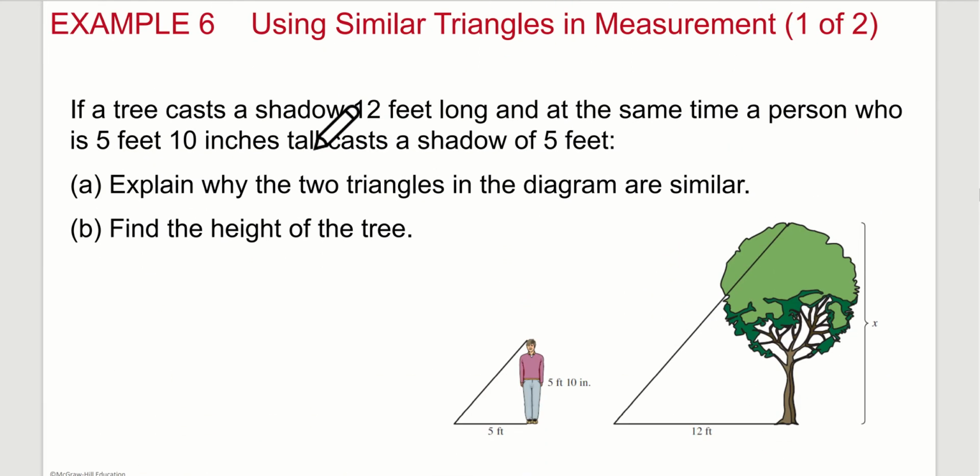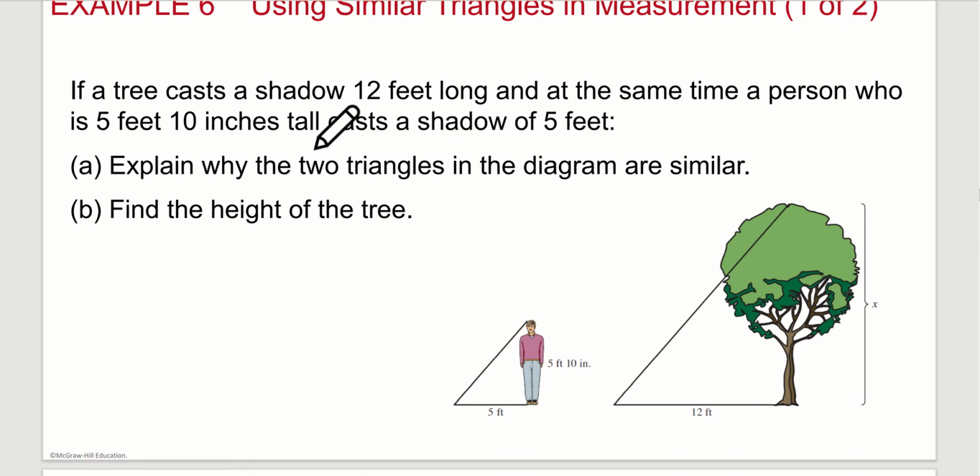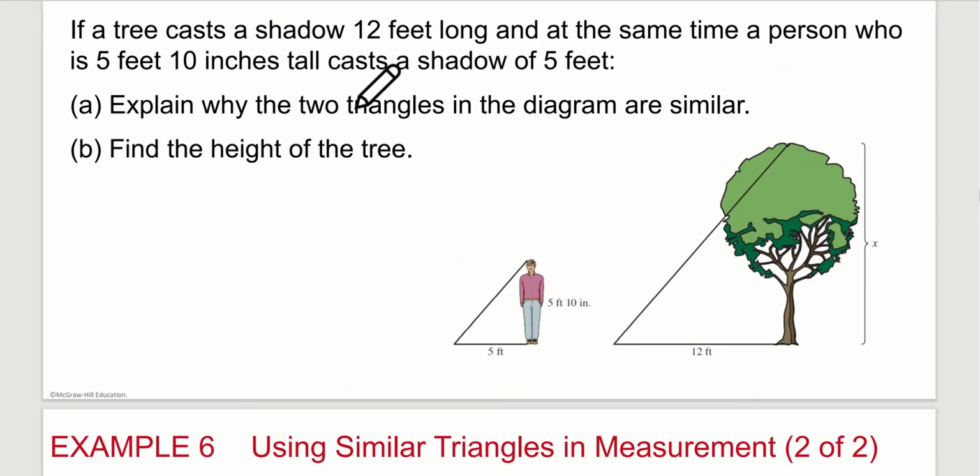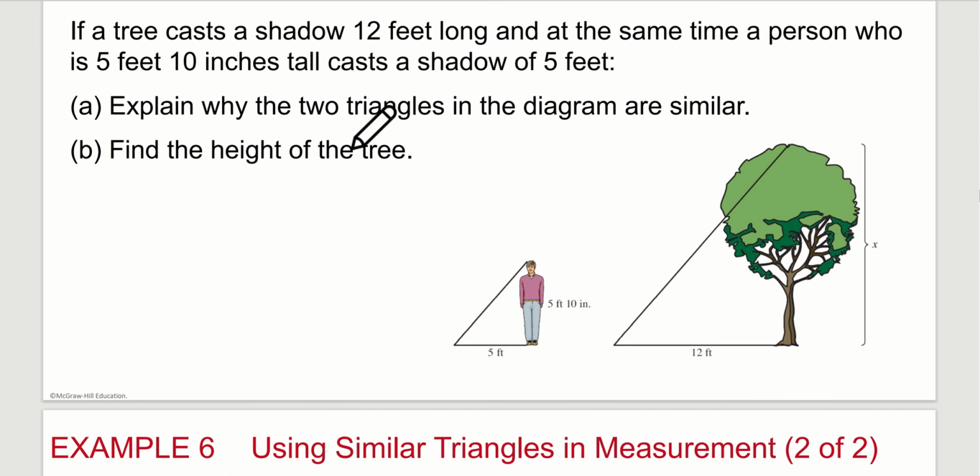Let's look at another example. We want to use similar triangles to find the length of the sides of a tree. So we want to explain why two triangles in the diagram are the same. If we look at light at a particular point in time, so if the sun is at the same point in the sky when these measurements are being observed, then the angle of elevation from the person to the sun would be the same angle of elevation as the tree to the sun.